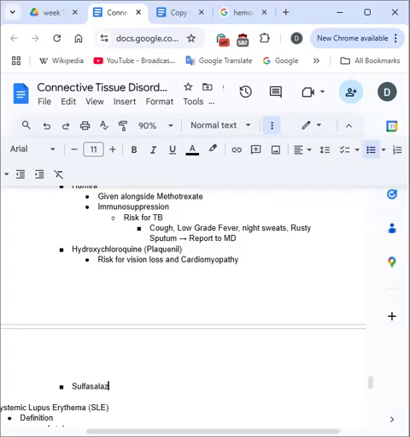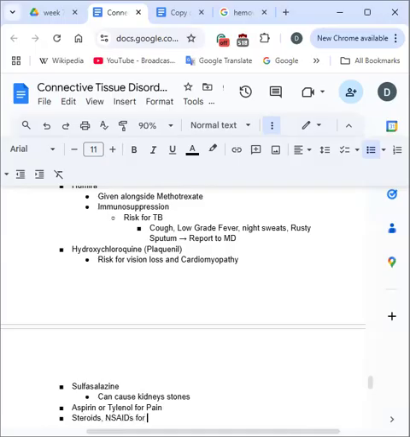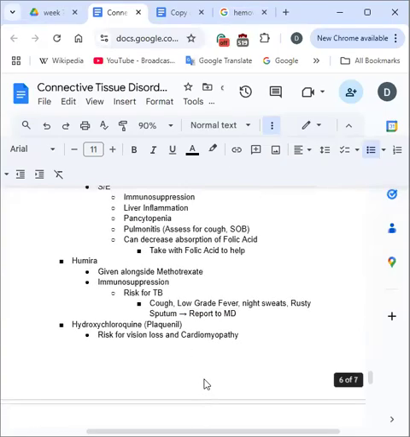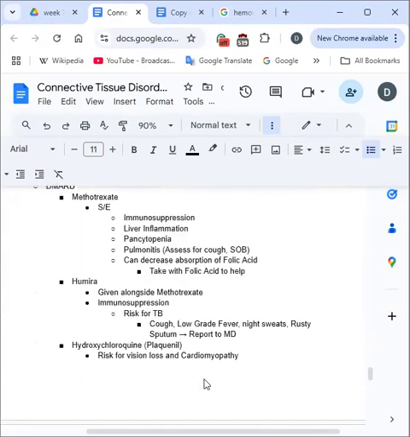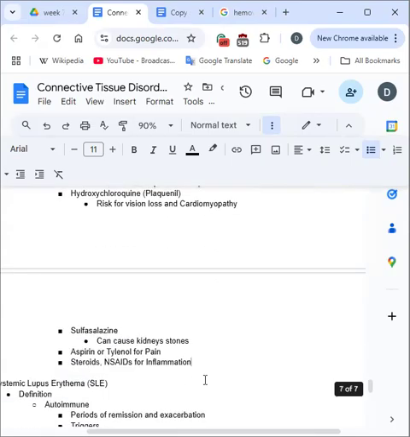Sulfasalazine, I'll just say it can cause kidney stones. So they might be on aspirin, Tylenol for pain, inflammation for the aspirin side. They might be on steroids, NSAIDs, inflammation. So lots of different stuff. This person's gonna be on more stuff because the condition's more complicated. It's that inflammatory thing again, it keeps coming back.